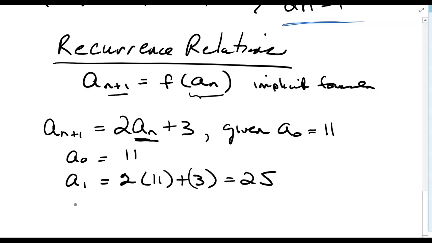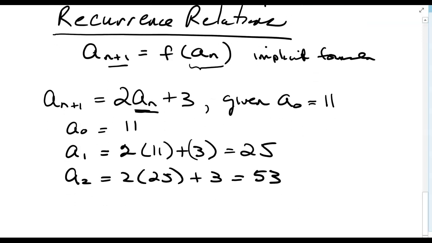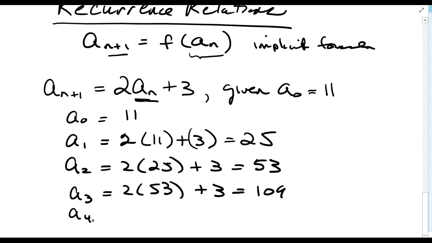And that would be 25. A sub 2 would then use the 25. So that's a recurrence relation. You must use the previous value to get the next one. So to get a sub 3, I need 2 times a sub 2. Then I can add my 3, and I get 109, and we'll do one more.